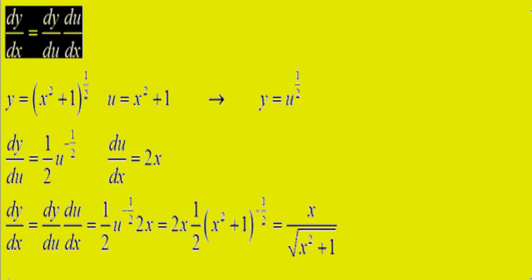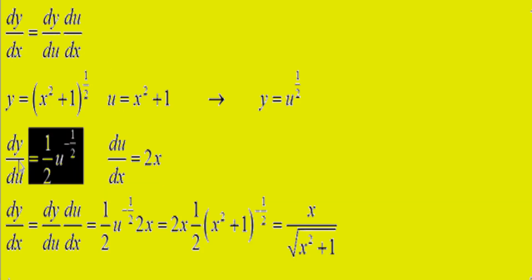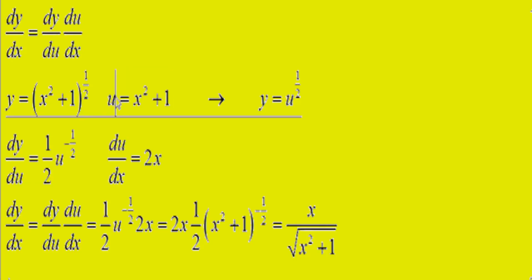So basically, follow this formula. You put y in terms of u, find the derivative of y with respect to u, which is this. Find the derivative of u with respect to x, which is this. You multiply them together, and you've got the derivative.